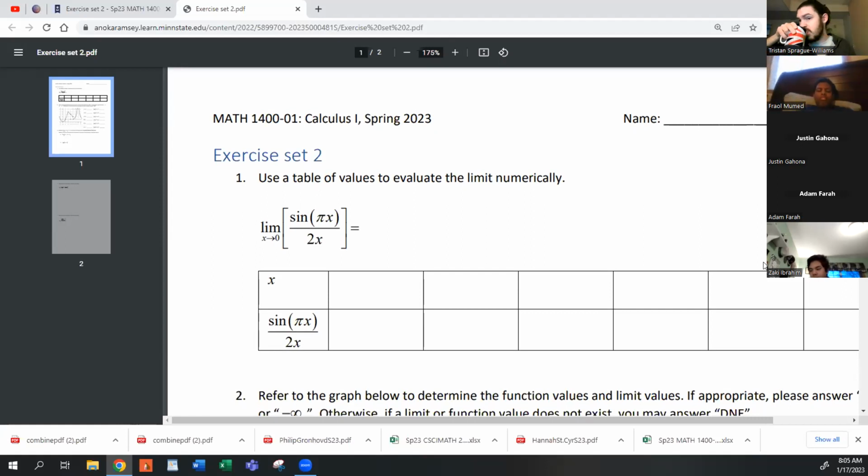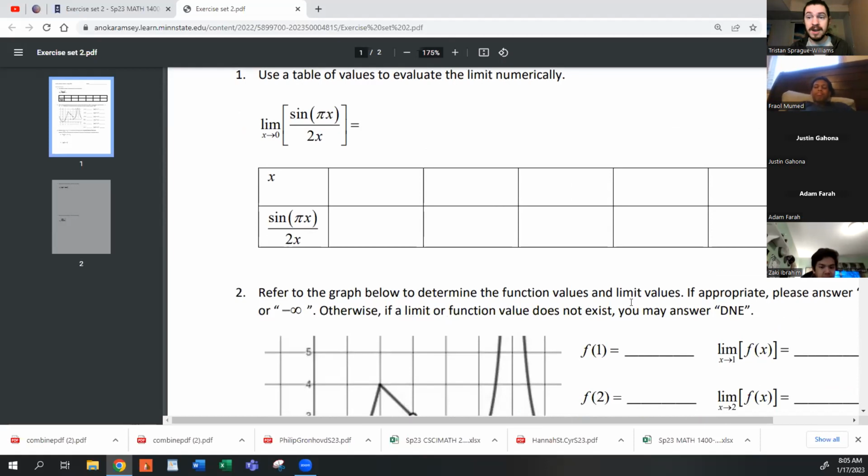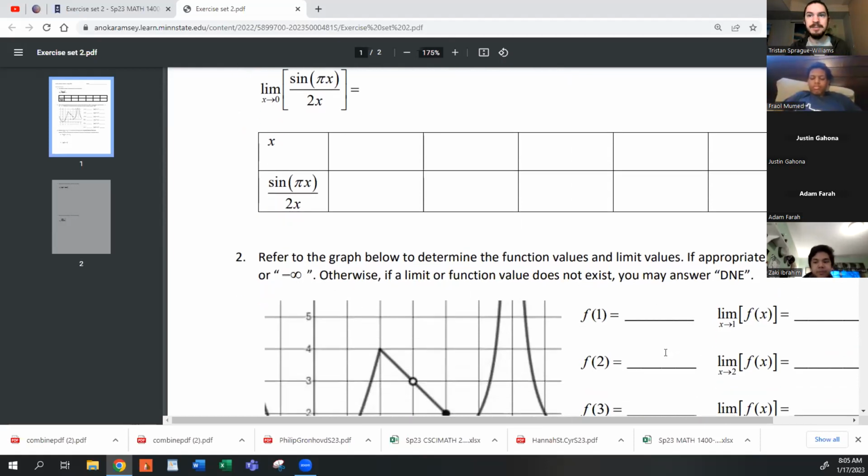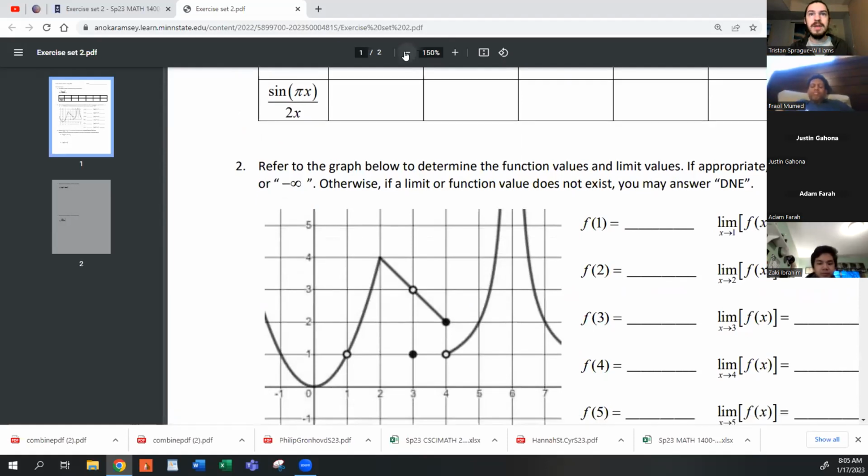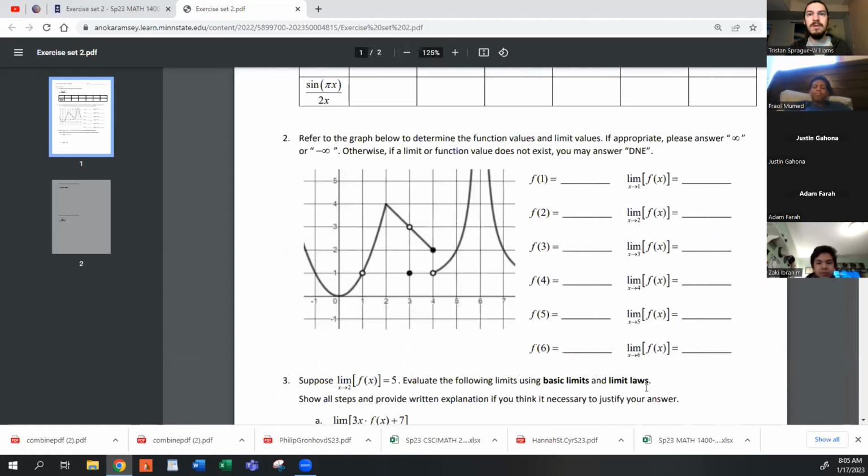Just like we did in class in the activity. You got your notes. There's also some examples in the textbook that show how to do this, and they do it very similar. So you can take a look at that. The second one here is similar to what we did in class as well.